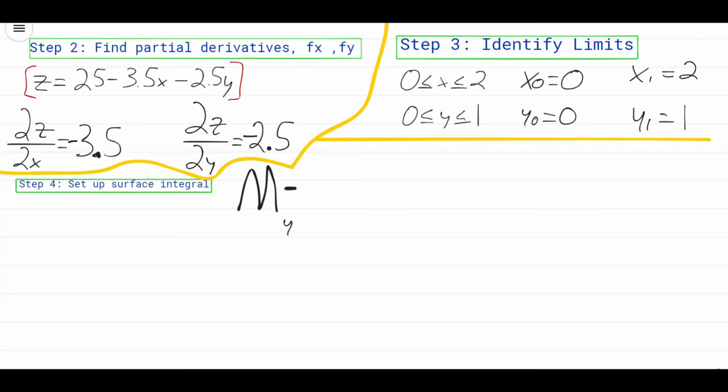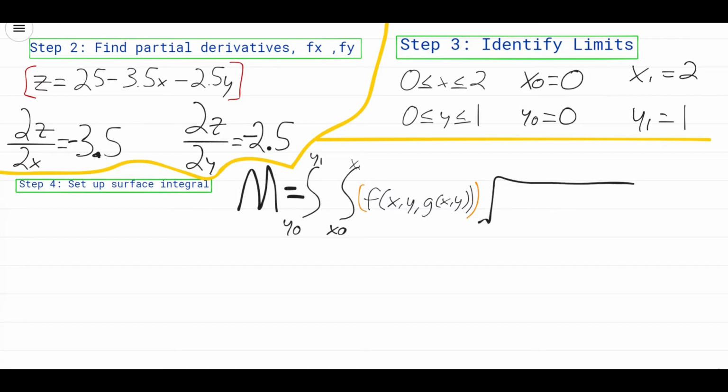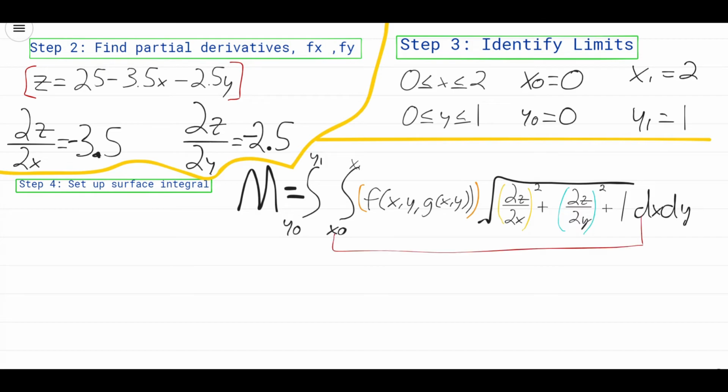So we know mass, again, is equal to the integral from y naught to y1, x naught to x1 of the function f of x, y, z, which was our density function that we already got in terms of f of x, y, z, comma g of x, y, z. And then inside the radical, partial x squared plus partial y squared plus 1 dx times dy. Remember, when we have dx, we integrate with respect to x, and when we have dy, we integrate with respect to y. So now let's set up the integral. So we have all the variables. Now let's set them up.